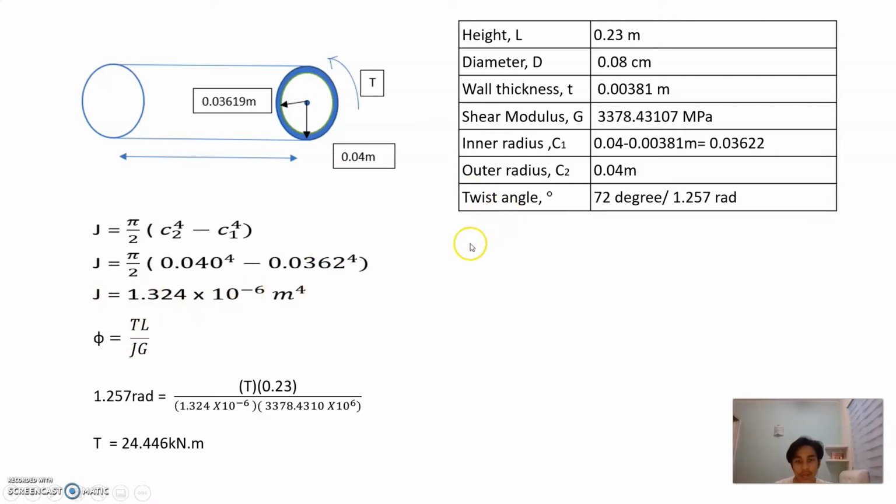Then to get the torque, we use the formula of angle of twist, where the angle of twist is equal to 72 degrees or 1.257 radian. So we plug in the angle of twist, the height, which is 0.23 meter, the J that we got just now, 1.324 x 10^-6, and G, which is the shear modulus, equal to 3378.43107 megapascal. Then we get T equal to 24.446 kilonewton meter. So that's how we get the torsion for the plastic bottle. I will pass to the next member.